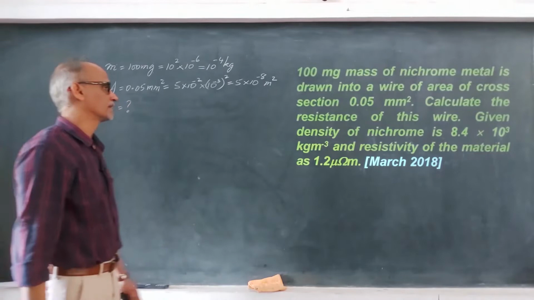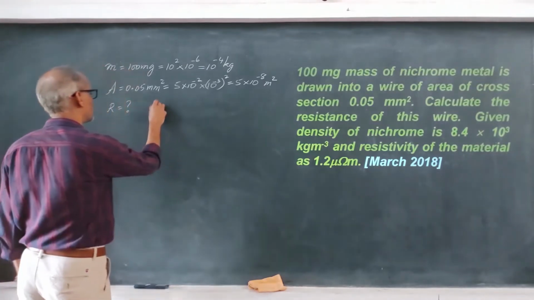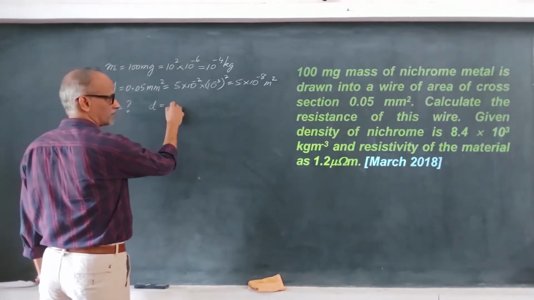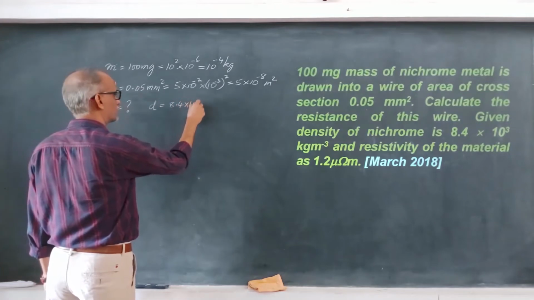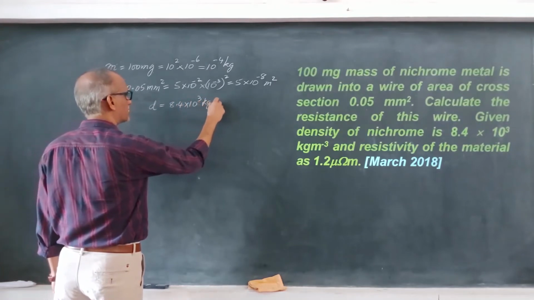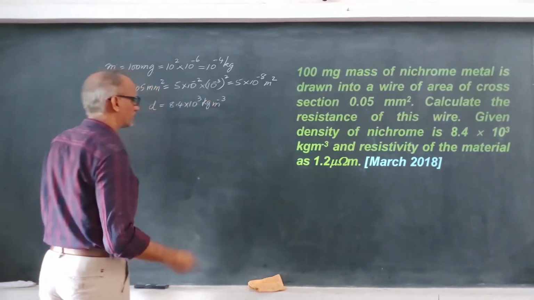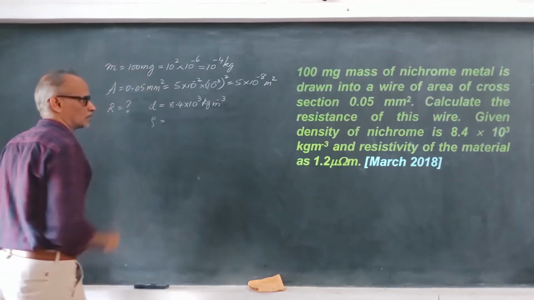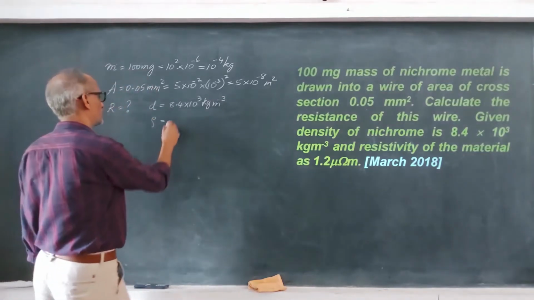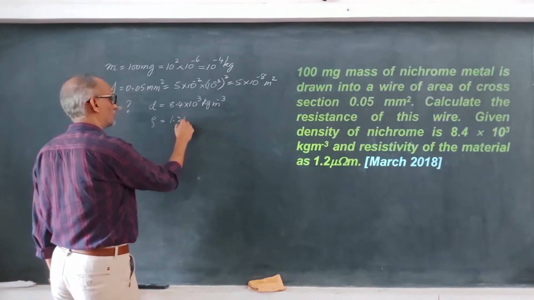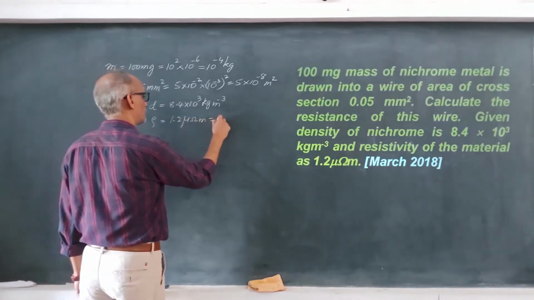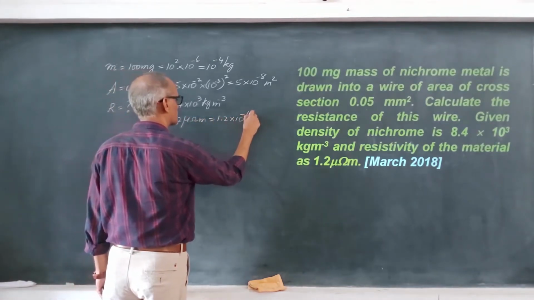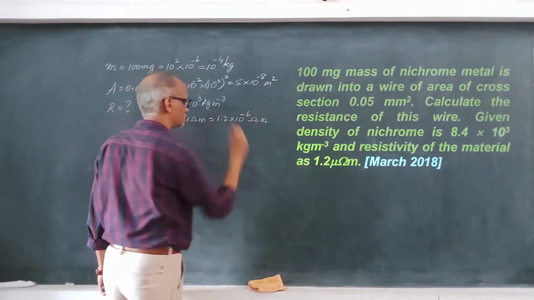Resistance of this wire. Density is given. I'll use the symbol D for density, which is 8.4 into 10 to the power 3 kg per meter cube. Then resistivity rho is given. Rho, the resistivity of the material, is 1.2 micro ohm meter. So 1.2 micro means 10 to the power minus 6 ohm meter.